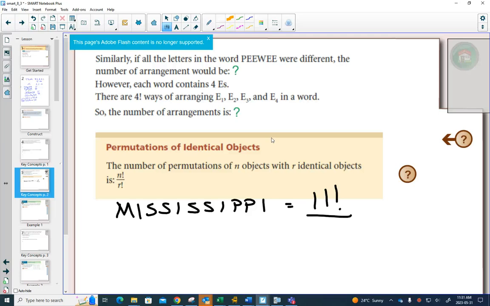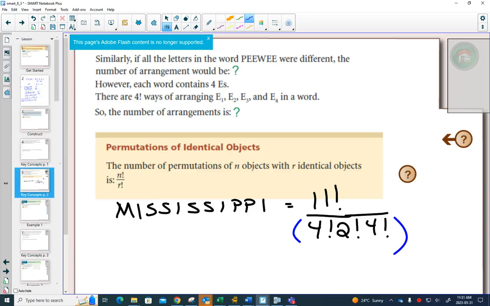So Mississippi, normally 11 letters would be 11 factorial, but because we have identical S's, we'd have to divide by 4 factorial for the identical S's. Because there are identical P's, you also have to divide by 2 factorial for the P's. And the identical I's. If you were typing this into your calculator, unless you have the fraction button, you need to put that in brackets on the bottom.